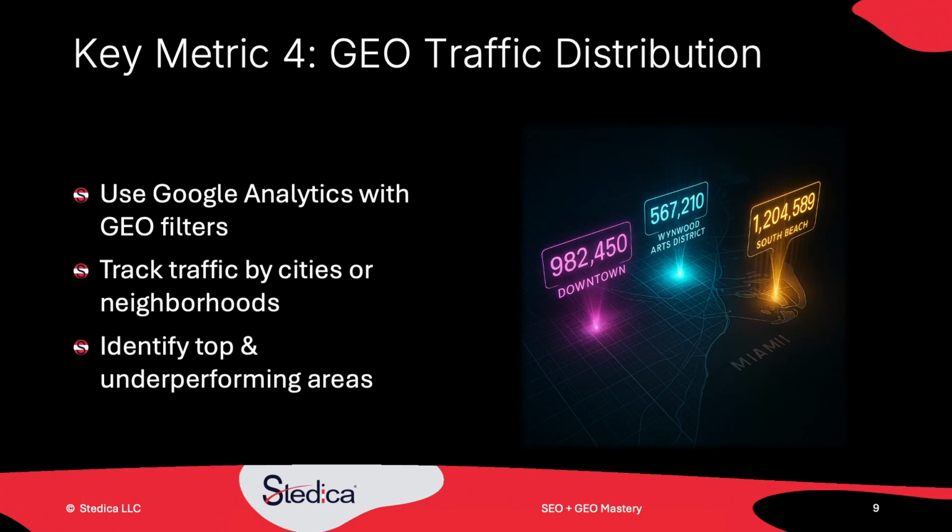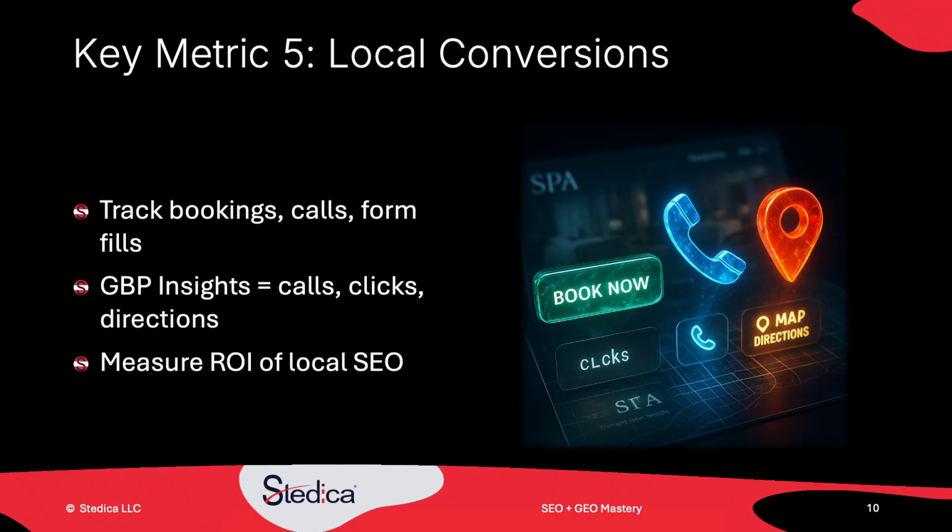4. Geo traffic distribution. Google Analytics will show which cities or neighborhoods drive the most traffic. For a spa in Miami, it could be downtown Miami, South Beach, or Wynwood. 5. Local conversion tracking. This is where it gets real. Set up tracking for local bookings, calls, or book now button clicks. Your Google business profile also gives you insights on how many people called, clicked, or asked for directions.